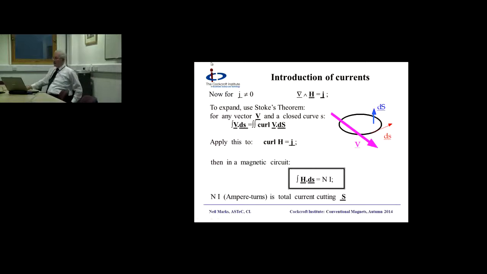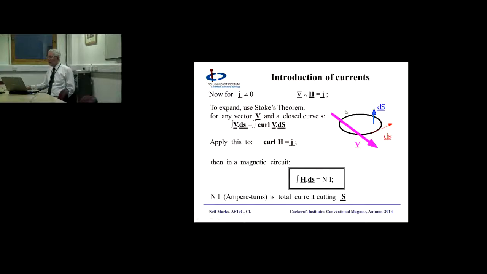And we go back to curl H equals J, only now J is not 0. And again we use Stokes' theorem. Stokes' theorem is getting quite a bashing today, isn't it? If you apply Stokes' theorem to a circular path, with a current here and the field perhaps cutting it in the centre, the standard Stokes' theorem is that the line integral of V dot ds is equal to the double integral, the area integral, of the curl of V across the surface.